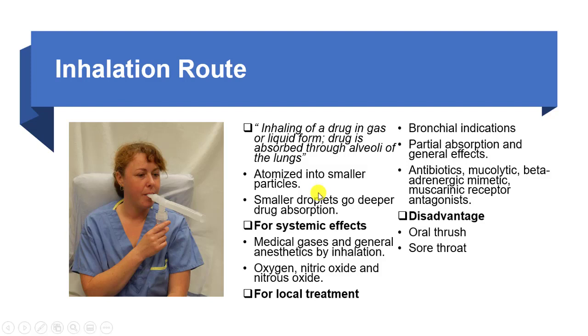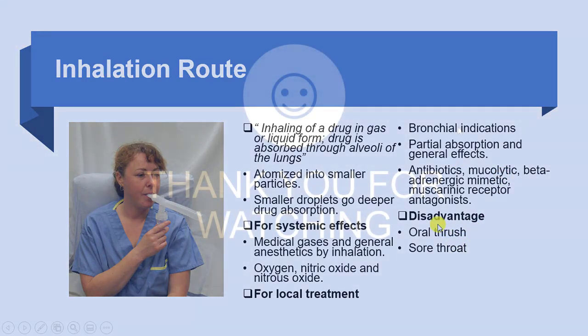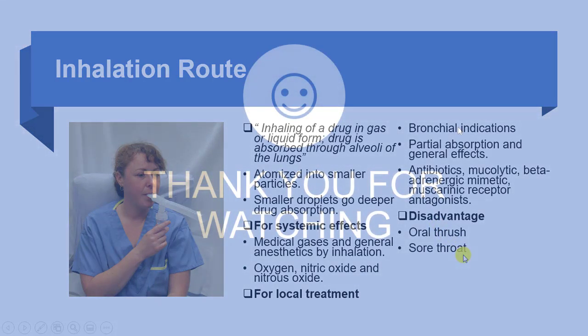Also, they have systemic effects. For systemic effects, medical gases and general anesthetics are given by inhalation. Also, nitric oxide and nitrous oxide are given via this route. Also, this route is used for local treatment, like bronchial indications, partial absorption and general effects. Antibiotics and other types of drugs are also given via this route. What are the disadvantages? The disadvantages are oral thrush and sore throat.